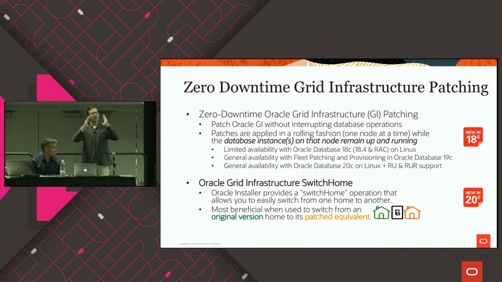Why can't I just take this new home and switch it over to where the old home was and continue to run? That's basically what it is. It's probably a little bit simpler described than it will work, but there is an OUI installer switch home operation that does exactly this for GI. For the database, similar things have been in place for the longest time, specifically with read-only Oracle homes.